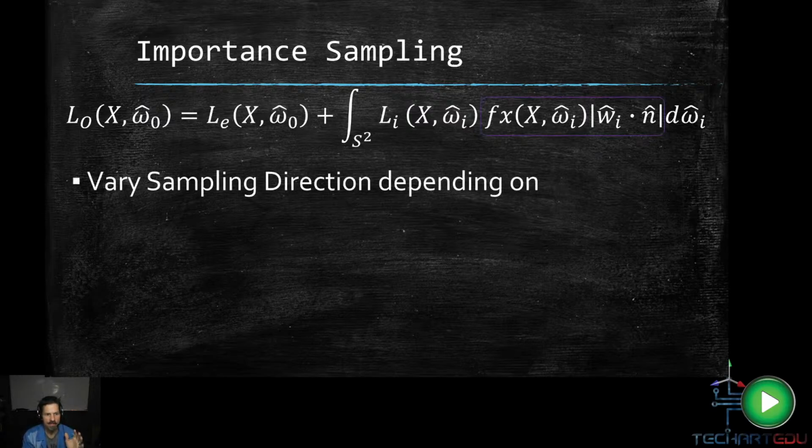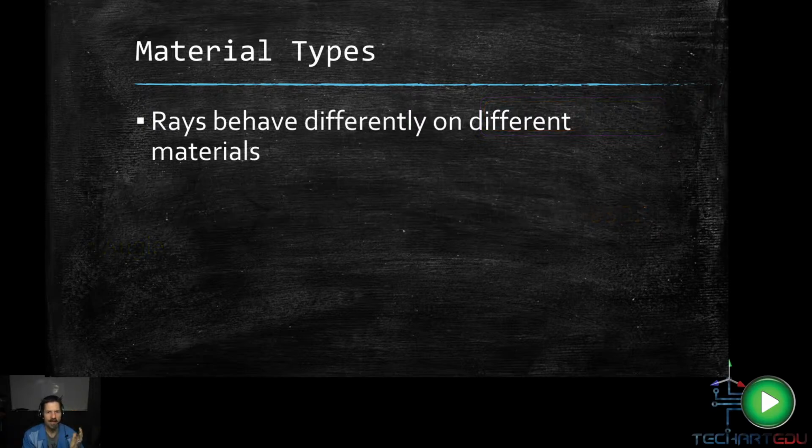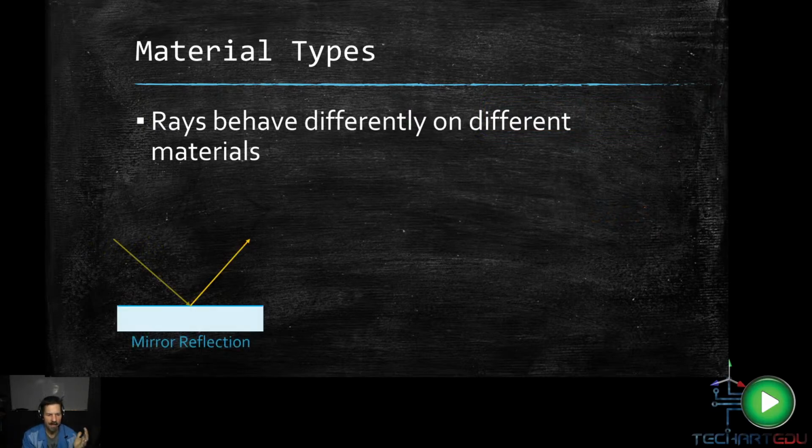Okay, we use varying sampling. It depends on the behavior of the BSDF, or in this case, the bidirectional scattering distribution function, and the angle at which we're going. Now, this is important because different materials behave differently and they reflect light a little bit differently. Let's show an example here. If we have a light bouncing off of a mirror, then the reflection equals exactly what was incoming. So the incidence equals reflection and we are good to go.